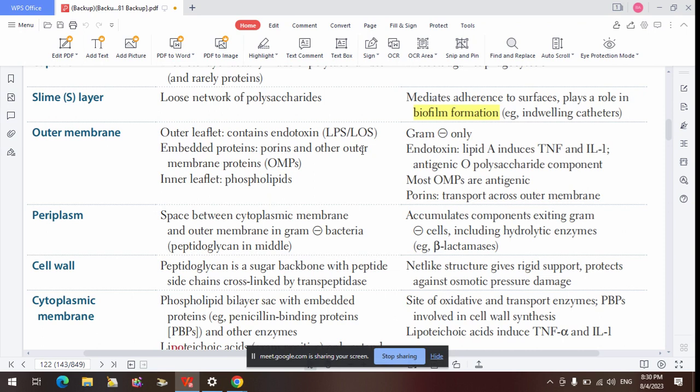Lipopolysaccharide, from the name. Lipo stands for lipid, so it contains lipid A plus O polysaccharide plus O antigen. You get that, Dr. Antonia? Yes. Lipid A, O polysaccharide, and O antigen. That's the composition of the lipopolysaccharide.